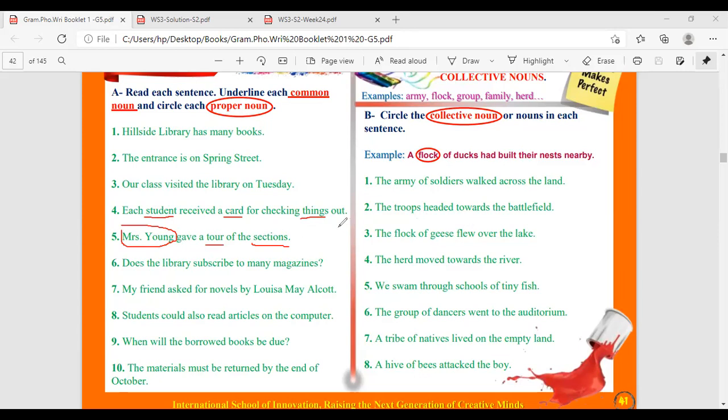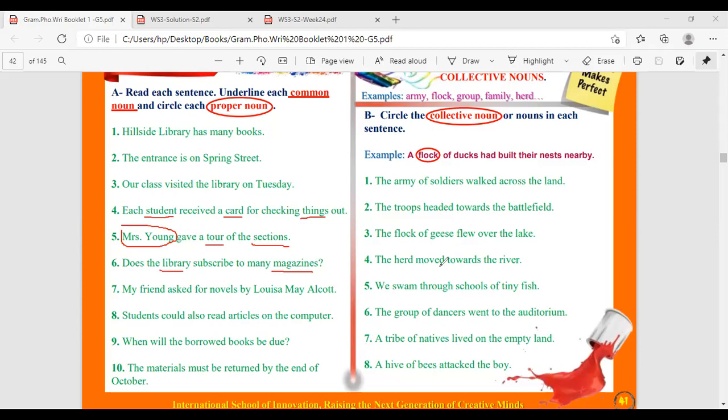Rasha, please hurry up. Number 6: Does the library subscribe to too many magazines? A library is a common noun, and magazines is a common noun. Thank you, Rasha.